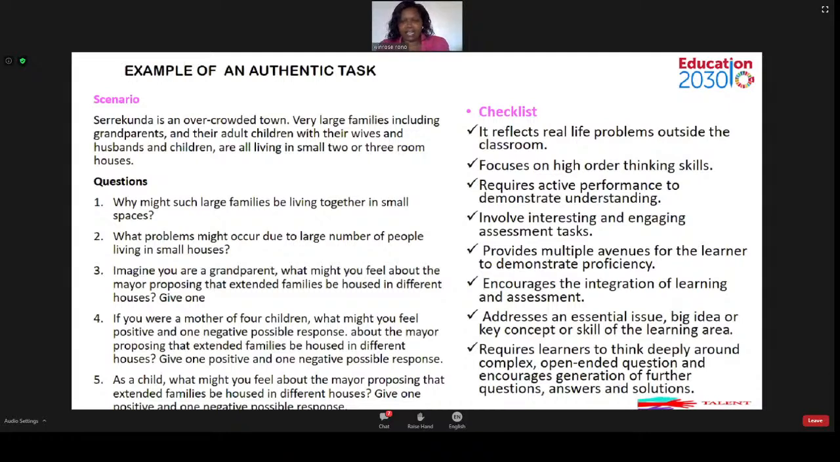So if we can look at the checklist, you ask yourself, does it reflect real life problems outside the classroom? Does it focus on high order thinking? Does it require active performance to demonstrate understanding? Is it involving? Is it interesting? Does it provide multiple avenues to demonstrate proficiency? Does it encourage the integration of knowledge and assessment? And does it address an essential skill or a key idea that you want to teach the learners? Does it require learners to think? Is it open-ended? And does it encourage generation of further questions about answers and solutions?